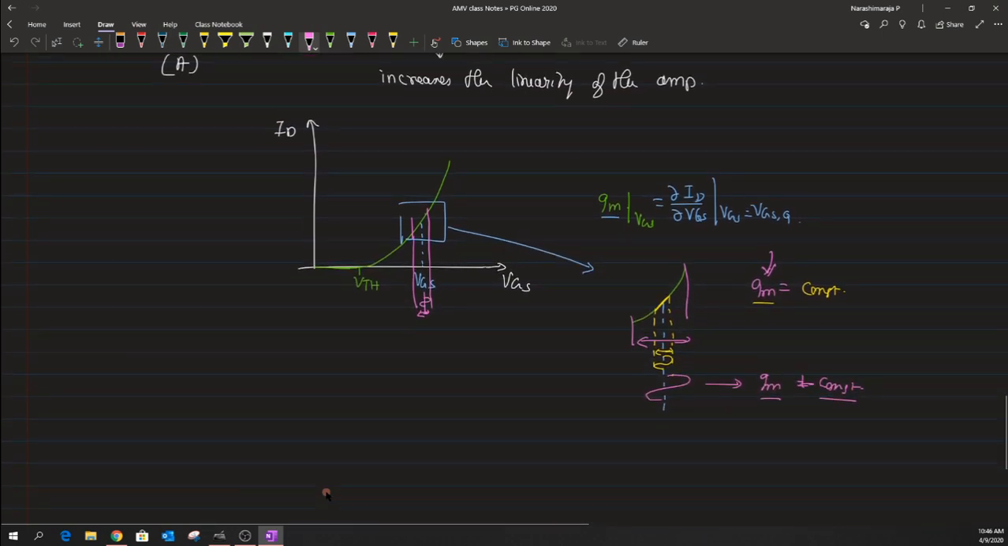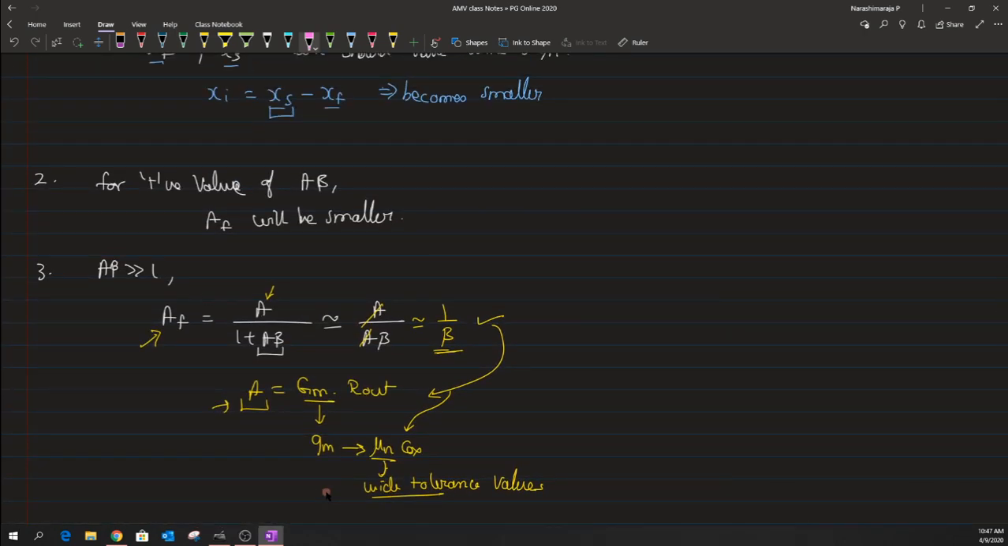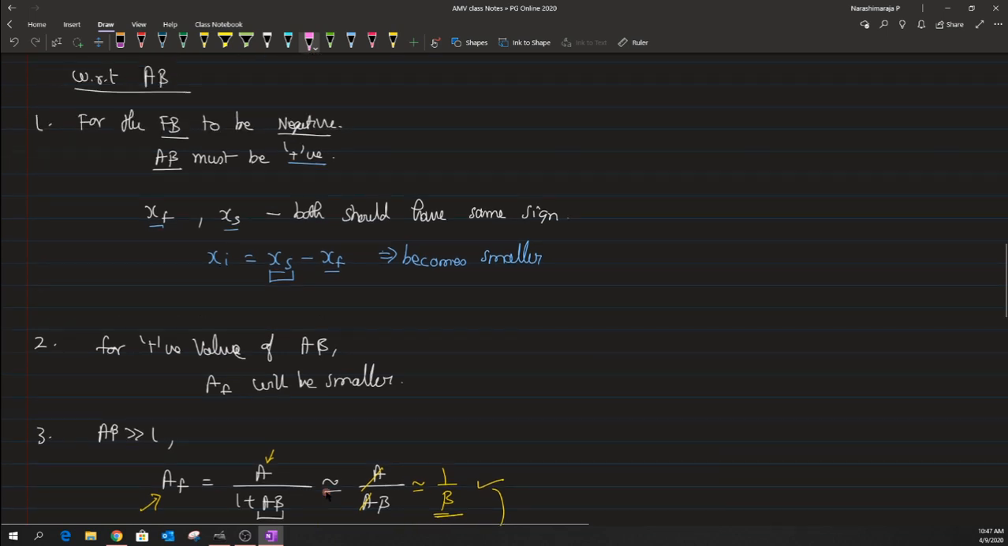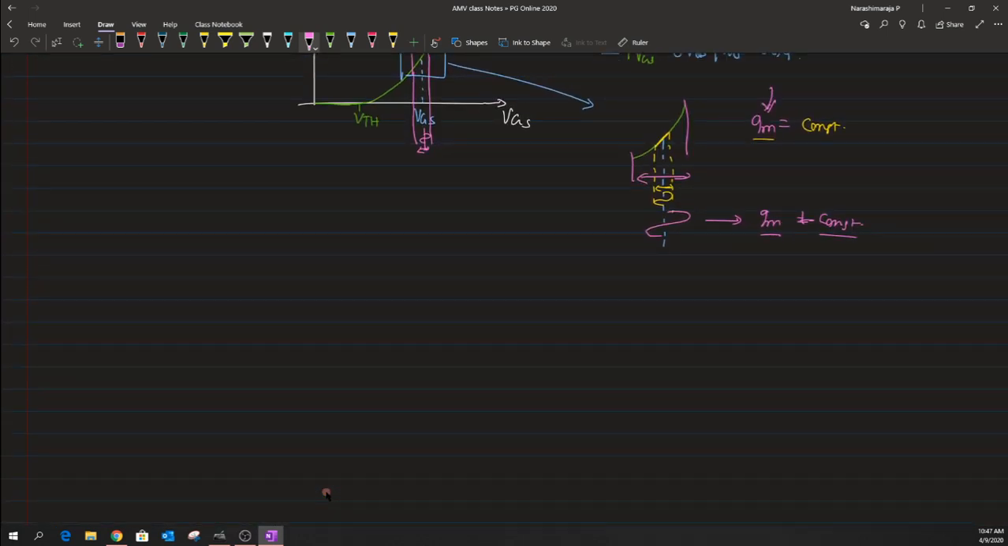So you can just pause the video and then revisit the same thing that I said right now, in case you have not followed it. These are some of the most important properties that we get when we have this A beta, or the loop gain, which is much larger than a value of 1, and if this A beta is a positive quantity, clear. So these are the introductory part, and let me just move on to something about this feedback circuit.